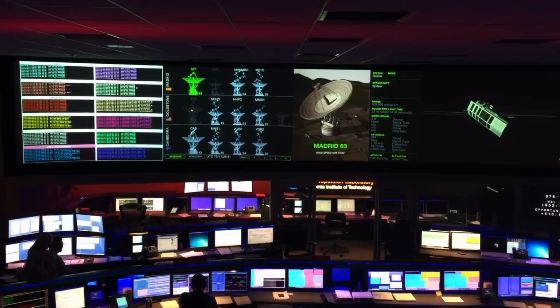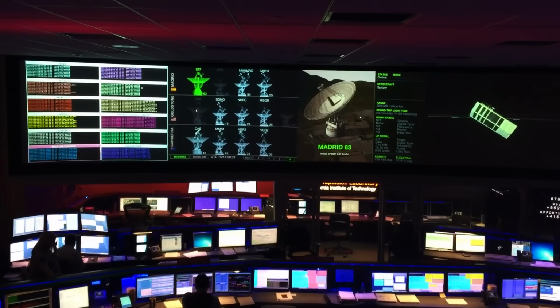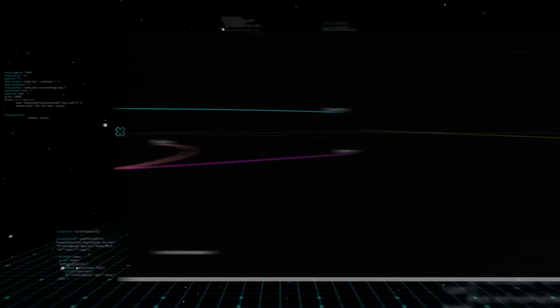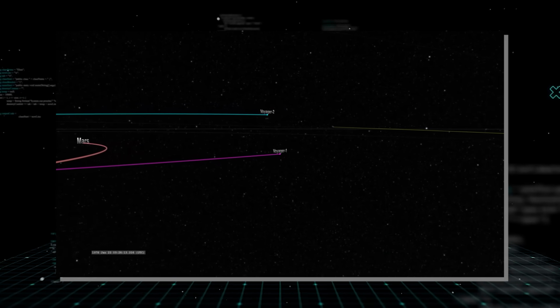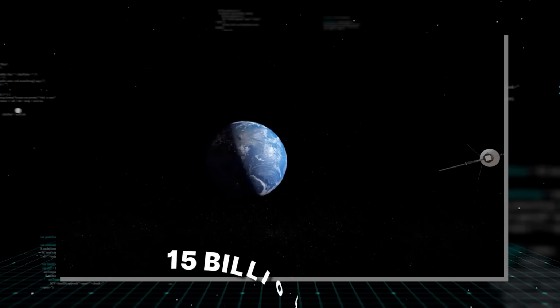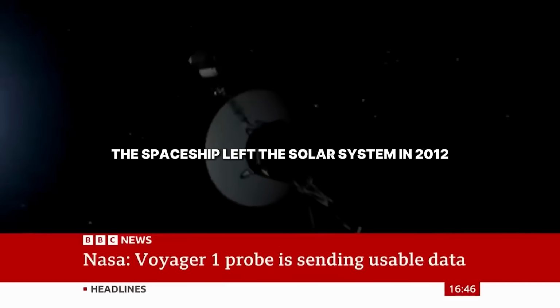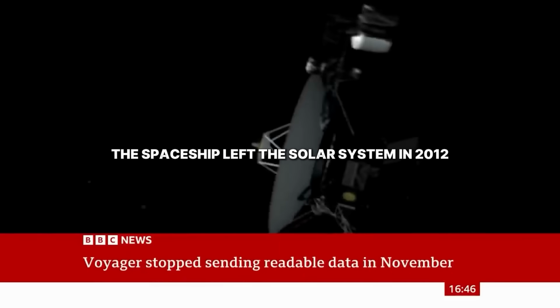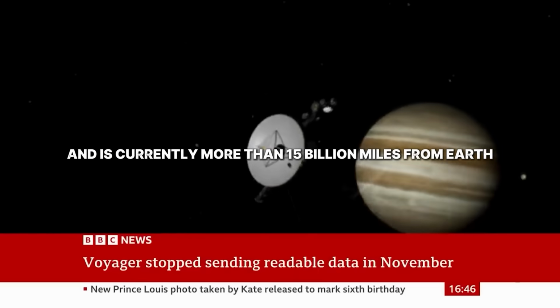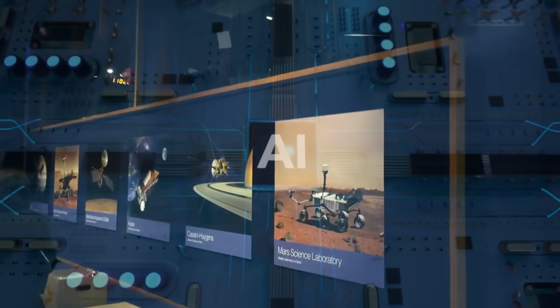The data streamed onto the screen at NASA's Jet Propulsion Laboratory, and a chilling silence fell over the room. It was supposed to be gibberish, a technical glitch from the aging Voyager 1 probe, which is now over 15 billion miles away. The spaceship left the solar system in 2012 and is currently more than 15 billion miles from Earth. But the AI they used to decode it revealed something else entirely.